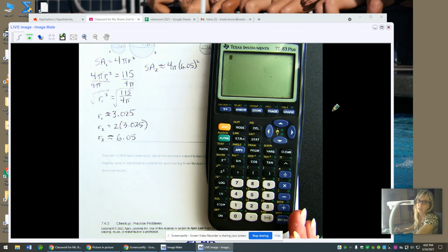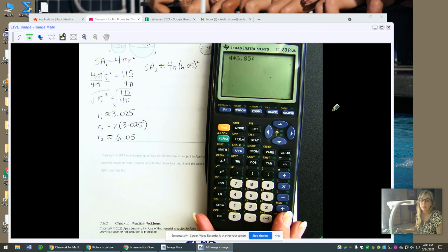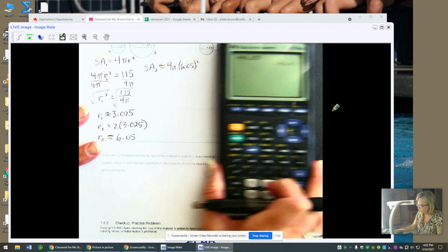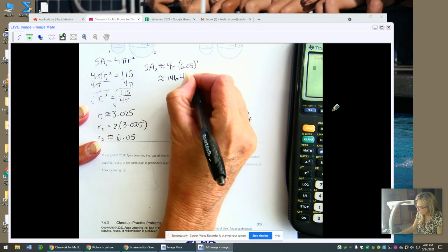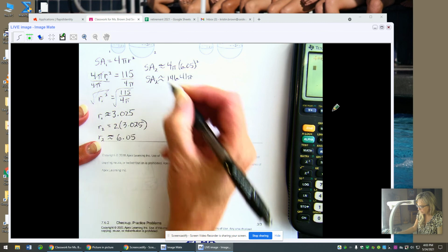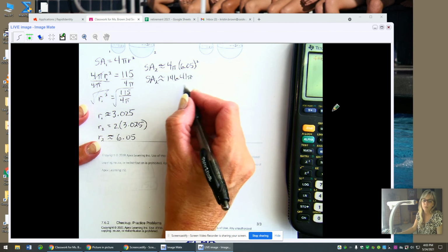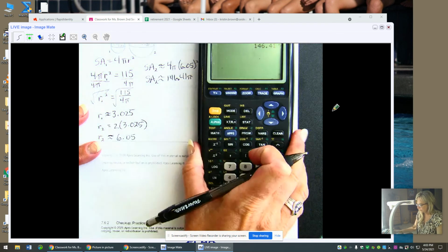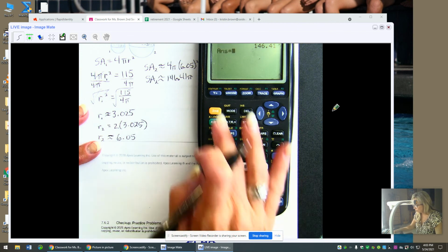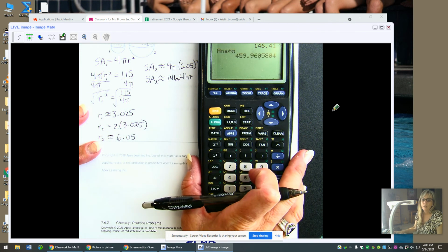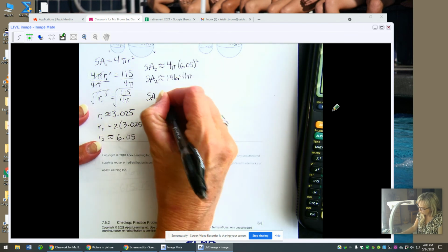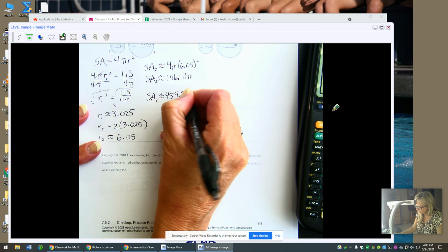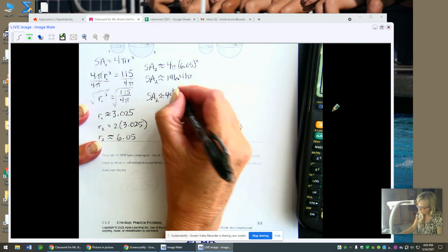Sorry, we're starting to get lighting issues. So here we go. 4 times 6.05 squared gives us 146.41, so about 146.41 times pi. It's still not an exact answer because this radius was an estimate, so I'm not even going to call that exact. And we multiply by pi, and we get 459.96. Surface area 2 is 459.96 units squared.